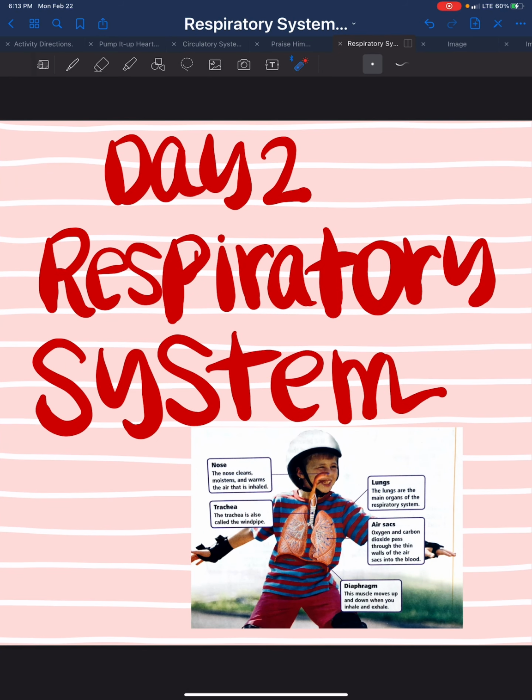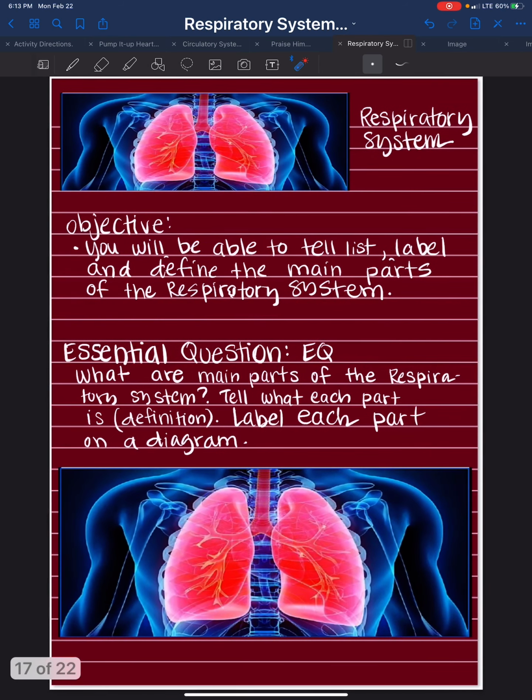Day 2, let's begin. Respiratory system. Objective: you'll be able to tell, list, label, and define the main parts of the respiratory system. Essential question: what are the main parts of the respiratory system? Tell what each part is. Give a brief definition. Label each part on a diagram.